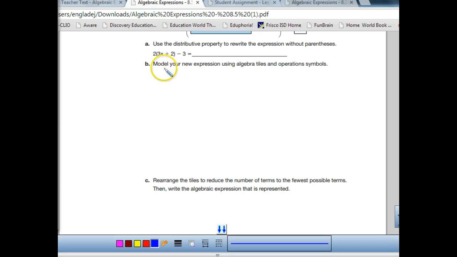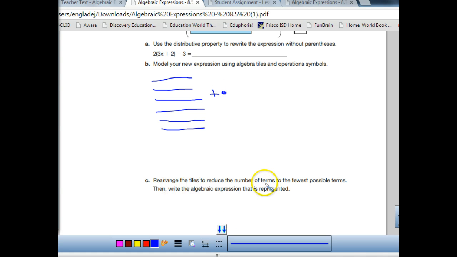Part B wants us to model your new expression using algebra tiles and operation symbols. So we said that this was going to be 6x, right? And I'm going to start with 4 yellows and take away 3 yellows. Do you agree that I'm only going to have 1 yellow left, right?